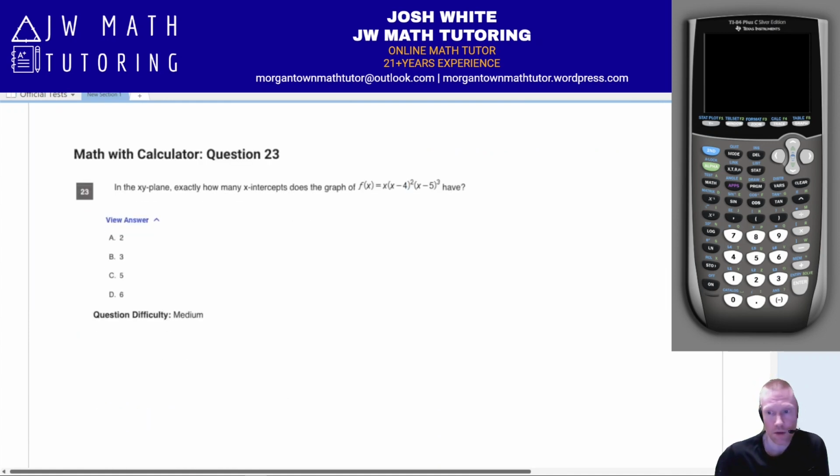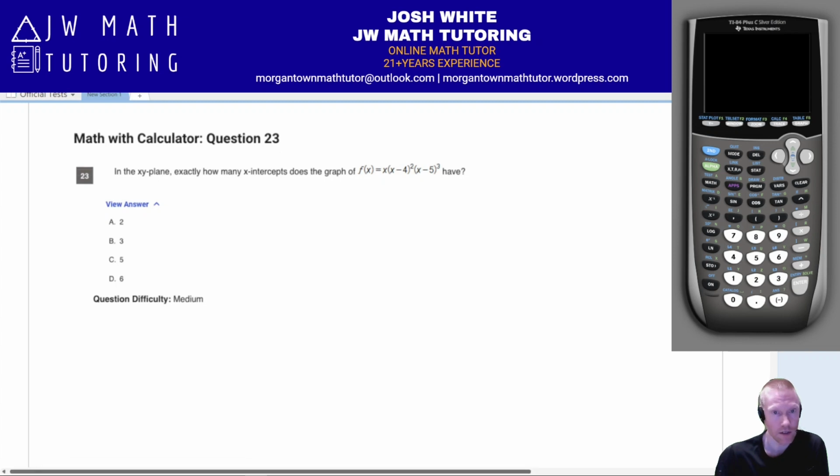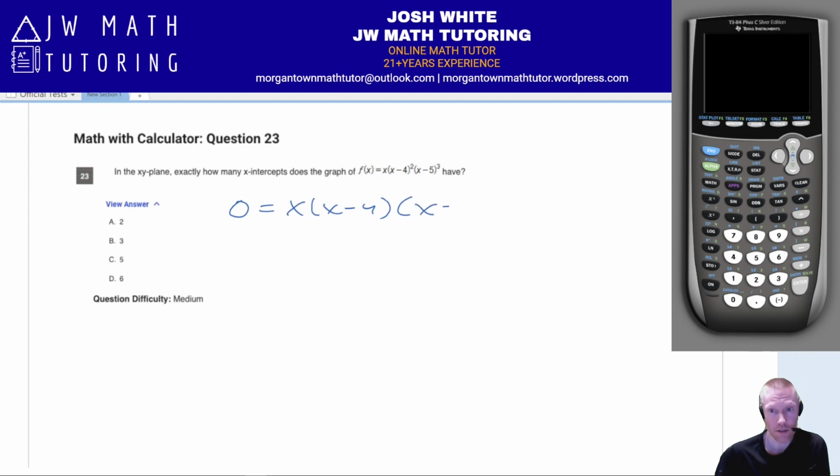All right, question number 23. So for this problem, to answer the number of x-intercepts that the graph has, that's basically going to be equal to the number of factors that it has. Because notice this equation, or this function, better word to use, is already factored. So to find the x-intercepts, that's where the y value is equal to 0.